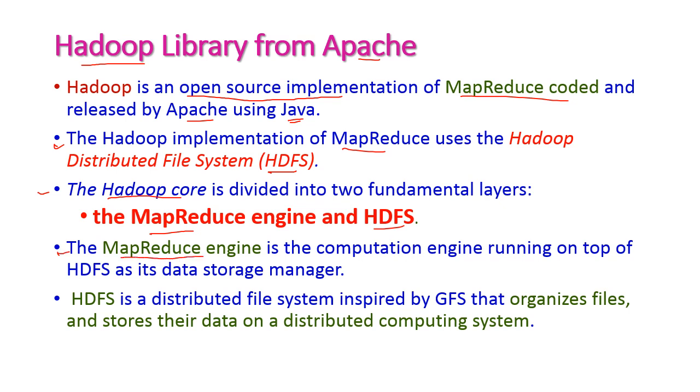First, let us see the MapReduce engine. It is the computation engine running on top of HDFS as its data storage manager. And the second one is HDFS, which is a distributed file system inspired by GFS, that is Google File System, that organizes files and stores their data on the distributed computing system.